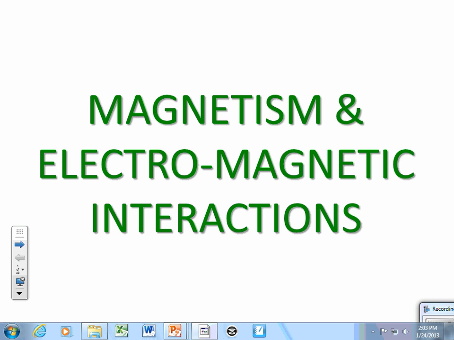So, our new unit is really an extension of our current electricity unit. Really, this wraps up our greater E&M unit, electricity and magnetism. This section of it is on magnetism by itself and what I call electromagnetic interactions. Some of the way coolest physics that we'll see all year, in my opinion. So let's start off with the super duper basics.